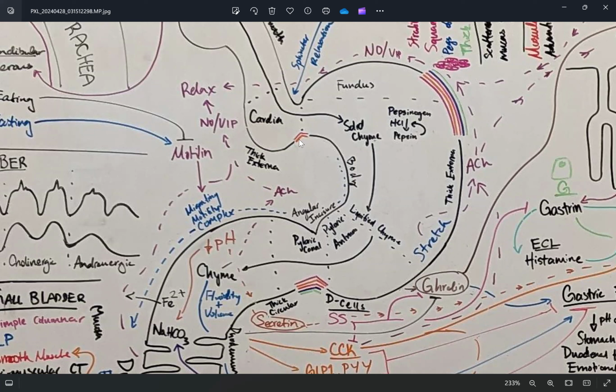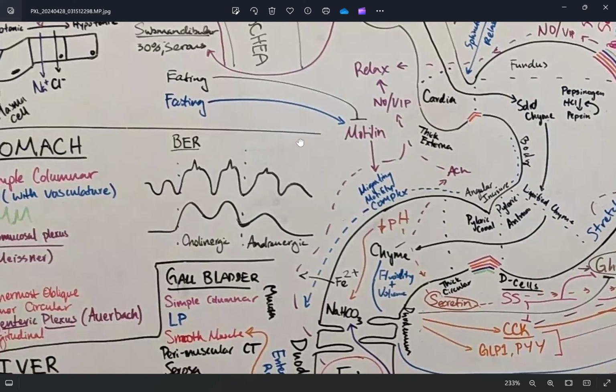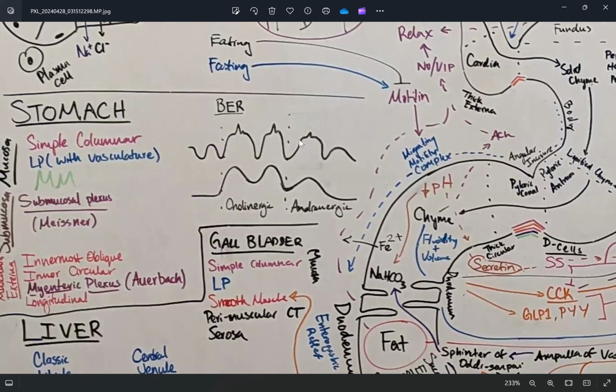Talking about the histology of the stomach now, in the mucosal layer, you have simple columnar epithelium. The lamina propria carries the vasculature of the stomach. In the submucosal layer, you have a submucosal plexus, also known as the Meissner plexus. In the muscularis externa, you have three different muscle layers in the stomach: your innermost oblique, your inner circular, and your longitudinal. Between your inner circular and longitudinal, you have your myenteric plexus, also known as Auerbach.